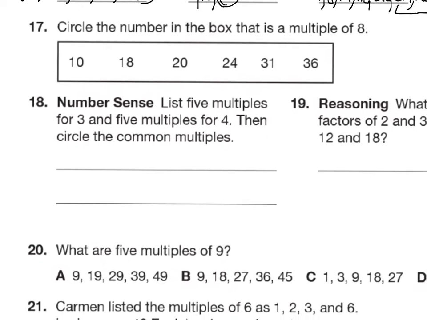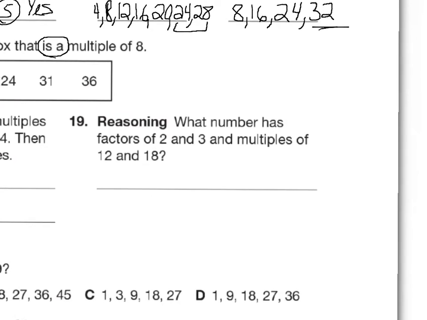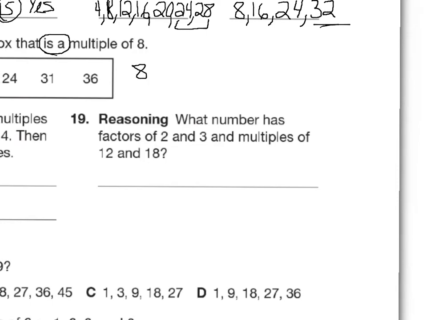Number 17. Circle the number in the box that is a multiple, that is, make sure to circle that is, a multiple of 8. We're not looking for one that's not. Actually, you know what would be easier is if we listed out as many multiples of 8. Let's go up to 10. Right, so 8 times 1 is 8. 8 times 2 is 16. 8 times 3 is 24. 8 times 4 is 32. 8 times 5 is 40. 8 times 9.